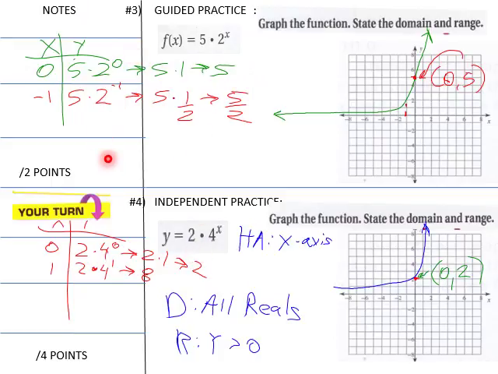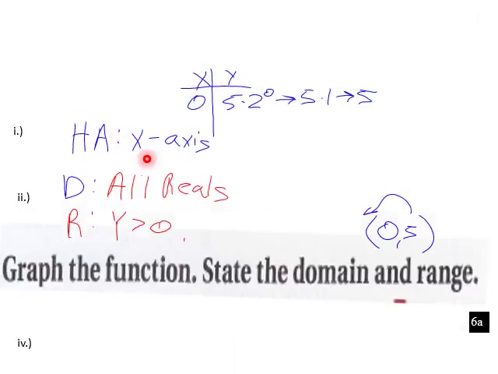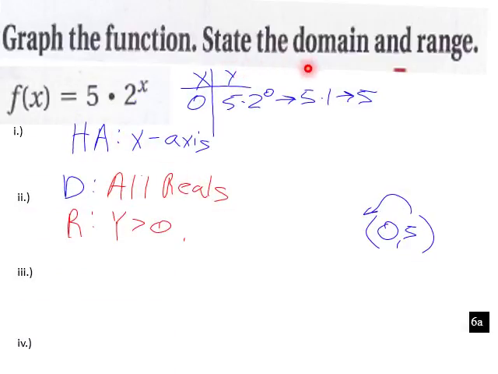Okay, so here is our guided practice. This isn't on your classwork sheet, so look when you can. We're going to go into our guided practice here. Graph the function, and state the domain and range. So we have state domain and range here: f of x equals 5 times 2 to the x.